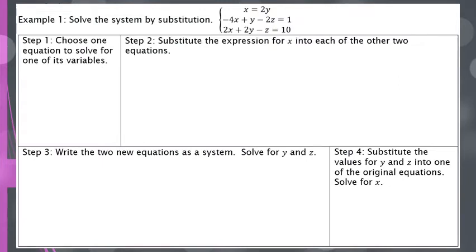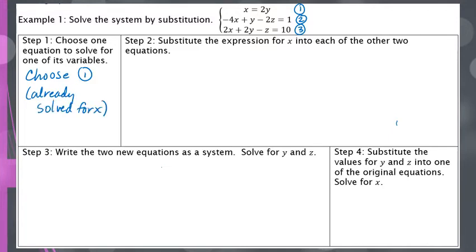To solve this system by substitution, the first thing we need to do is choose one equation and solve for one of its variables. If you look at the top equation, and I'm actually going to label them as 1, 2, and 3 so that it's a little bit easier to keep my thoughts organized. If you look at equation 1, it's already solved for x. So this is kind of a break for us because we don't have to solve anything. So I'm going to say for step 1, we are going to choose equation 1, and it is already solved, so we don't have to do any extra work.